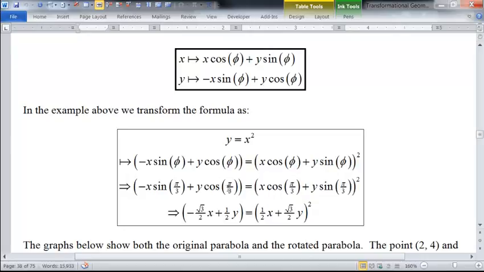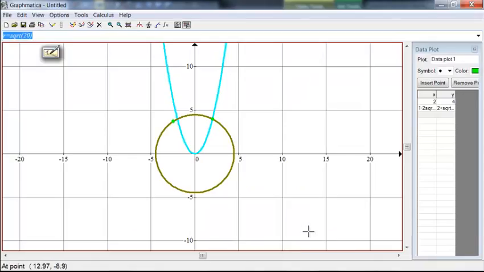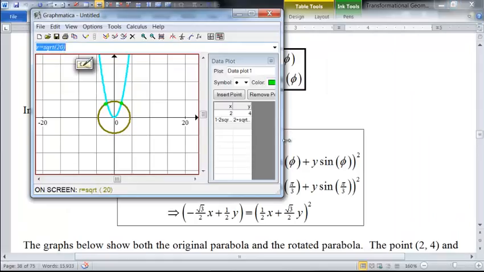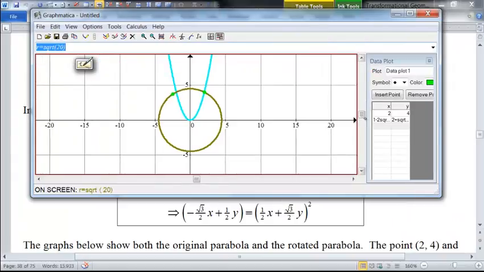And if we plug in our pi over 3, which is our specific phi, and put in the values we know for sine of pi over 3 and cosine of pi over 3 from above, it boils down to this right here. So I should be able to type this into Graphmatica. Let's see if I can graph that in.